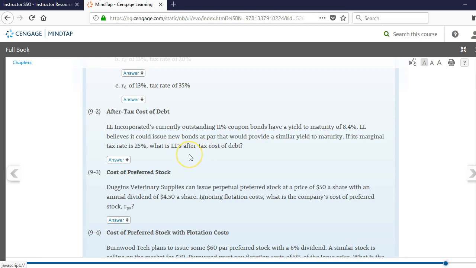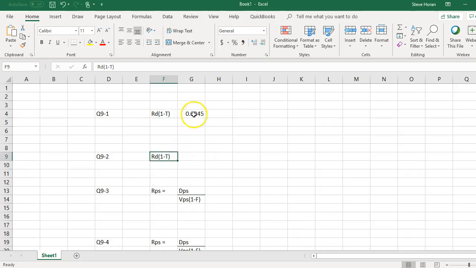Remember that with debt, once you go through the chapter, they mention that you want to focus on market values. So when you get a question like this, it's not about the coupon yield, it's about the yield to maturity because that represents the market value of debt. So I want to use the 8.4. That's probably the biggest issue with this question: which rate do I use, 11 or 8.4? The answer is use the 8.4. It's really the same formula we just did. I'm just going to copy and paste this one down here. Same formula, nothing's changed. Instead of 13, I use 0.084, and I use the tax rate of 25%. I get the answer of 0.063 or 6.3%. So the market rate of interest is the rate that I should use.